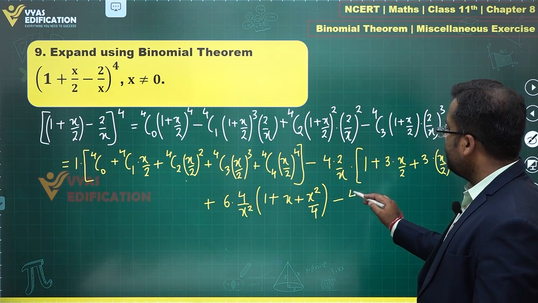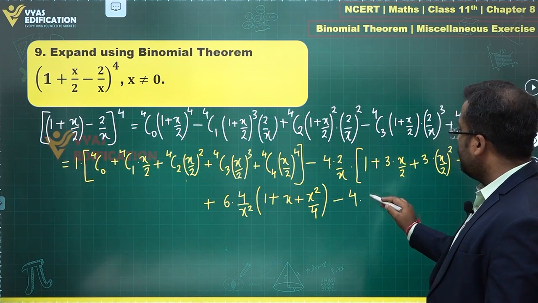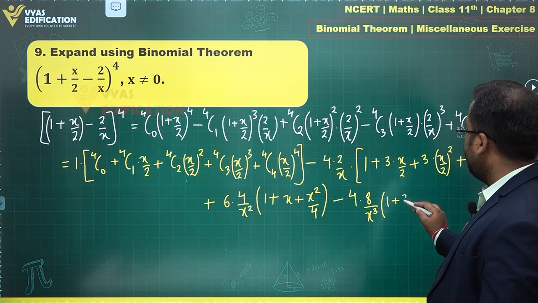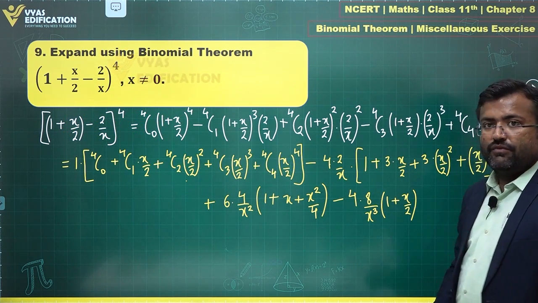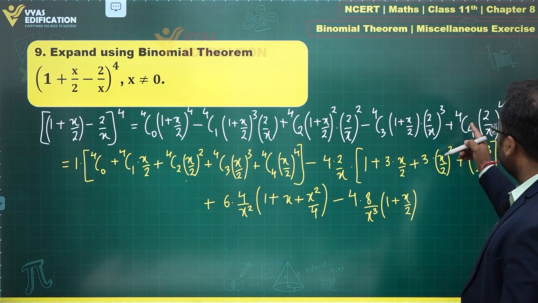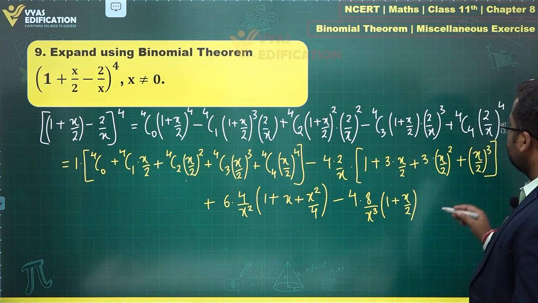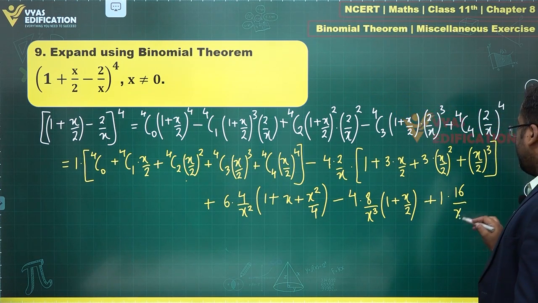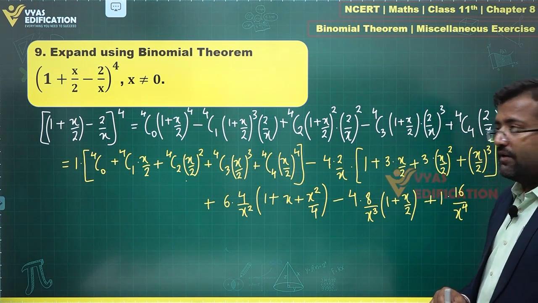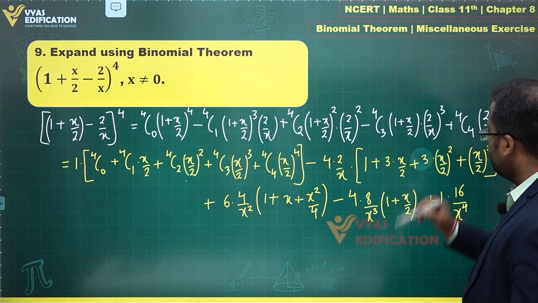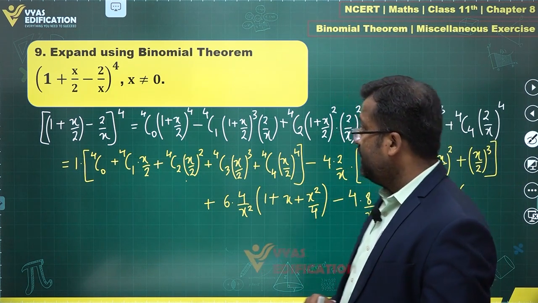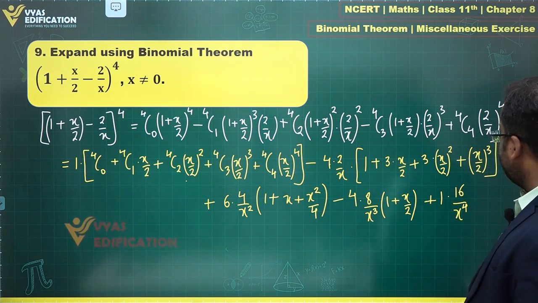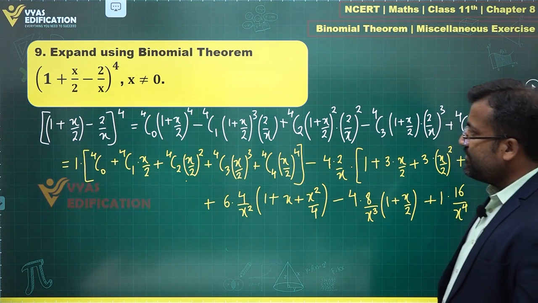Then you have 4c3, which is 4, and 2 by x whole cube, which is 8 over x power 3. And you have 1 plus x by 2 in the bracket, let it remain as it is. We'll multiply that, but let it remain as it is for a minute. 4c4 is 1 times 2 power 4, which is 16 over x power 4, is what I'm getting over here. For the next term, let's choose another color. Okay, now let's expand. And since we have already expanded enough, let's multiply them and see where we get.